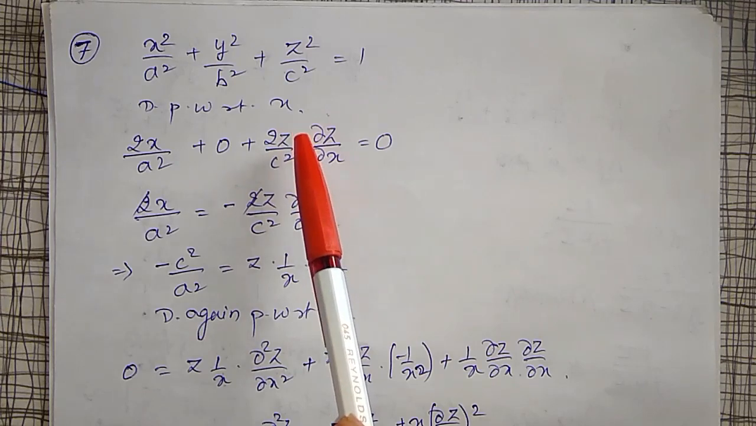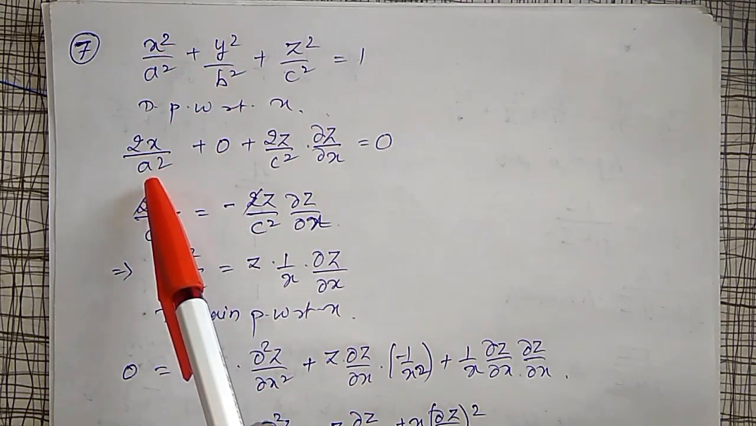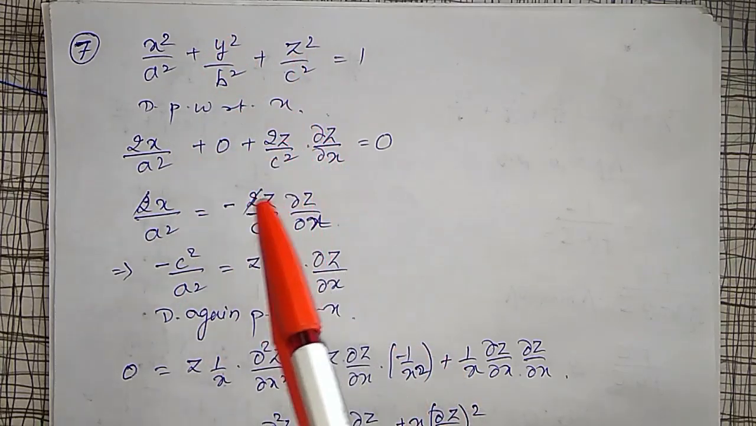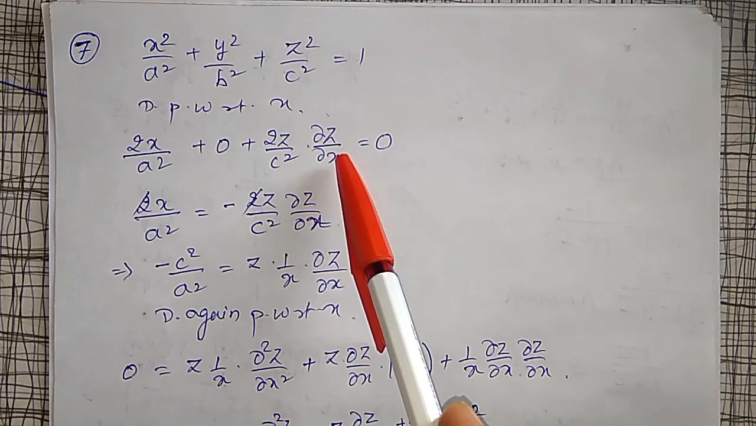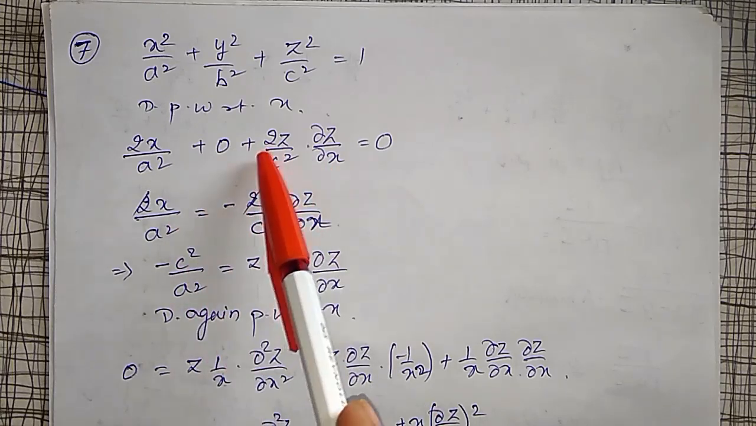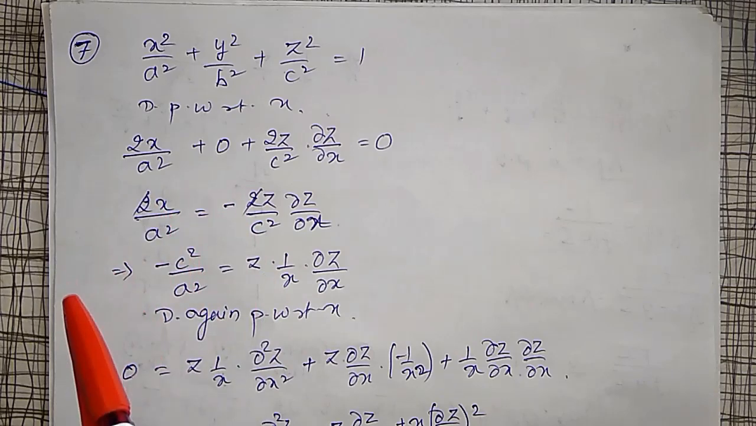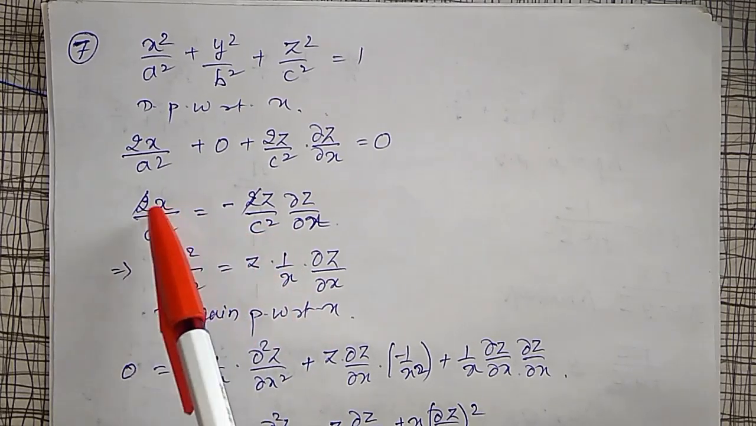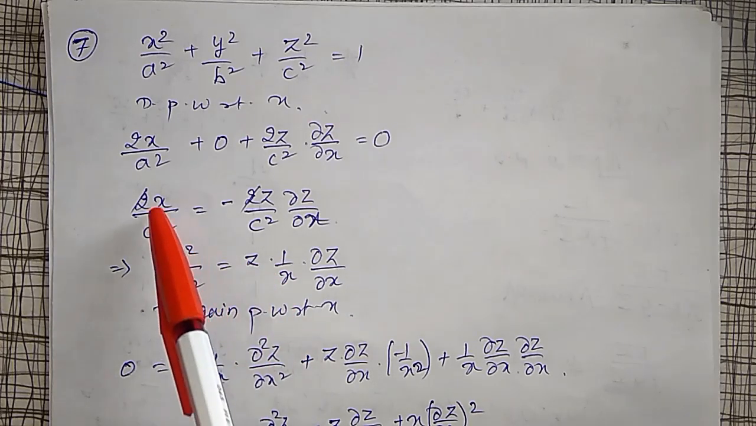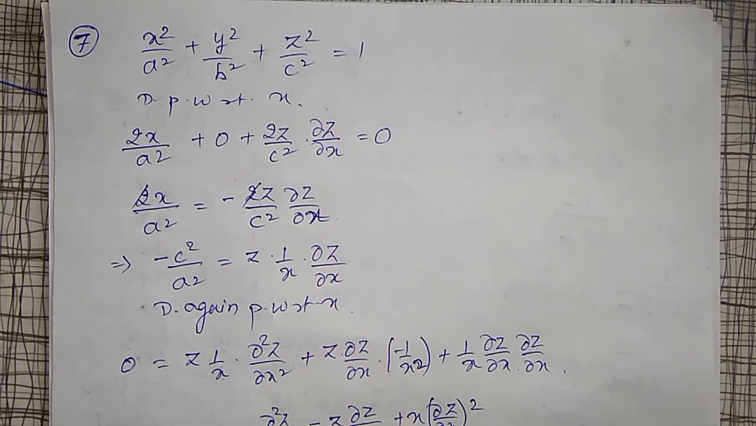Differentiating with respect to x, I'll get differential of x square is 2x divided by a square, differential of y square is 0, and z square differential is 2z divided by c square into dou z by dou x, because z is a function of x. Simplifying this, shifting this to the other side, minus z divided by c square into dou z by dou x, 2 cancels. Simplifying this, c square is shifted to the other side, minus c square by a square equal to z into this 1 by x, into dou z by dou x.